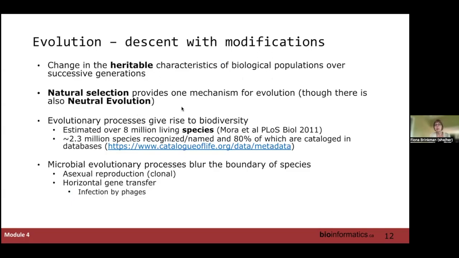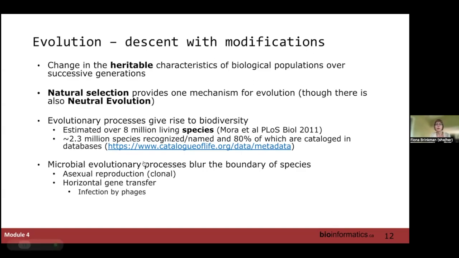You can have natural selection as the one mechanism that many people will be familiar with. We have the Manchester moths in the sooty Manchester of the industrial age, which changed from light to dark to camouflage better in the sootiness of Manchester during that period. And then you can also have what we call neutral evolution. So just realize it's not always natural selection that's occurring. However, regardless, these evolutionary processes give rise to biodiversity, and it's been estimated that we now have over 8 million living species.